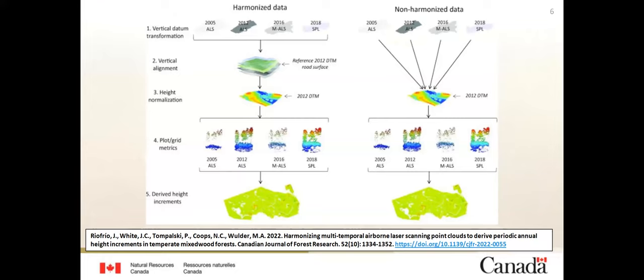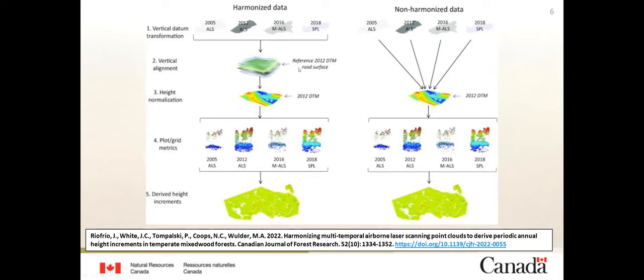So how did we do that? Well, we designed an experiment where we generated a harmonized data set, and then we generated a data set that was not harmonized, but followed conventional practice out there if you look at the scientific literature of people that have used multi-temporal LiDAR for growth assessment. For the non-harmonized data, this is quite simple. We picked a reference data set. Based on past analysis we've done, we picked the 2012 as being the best data. We projected all the other data to the same horizontal projection, the same referencing system as the 2012. Then we used the 2012 DTM to normalize the heights of all those other point clouds to heights above ground. And then we generated our LiDAR metrics and calculated our increments from that.